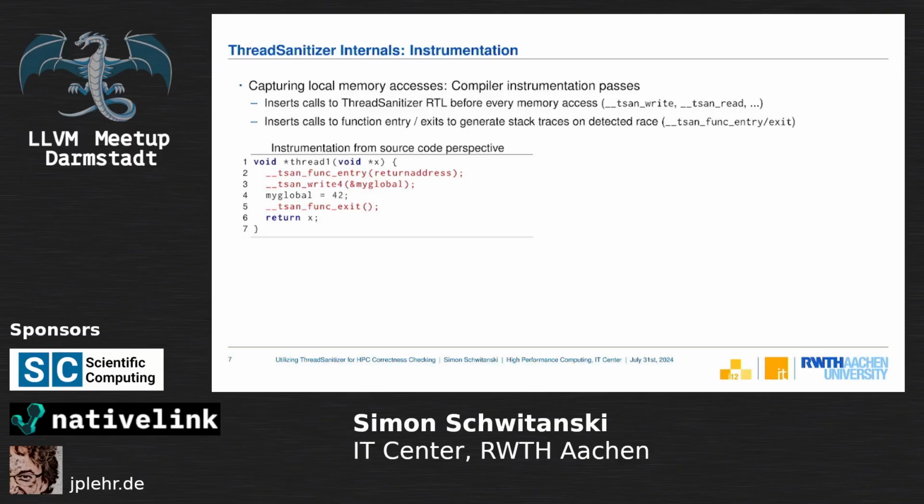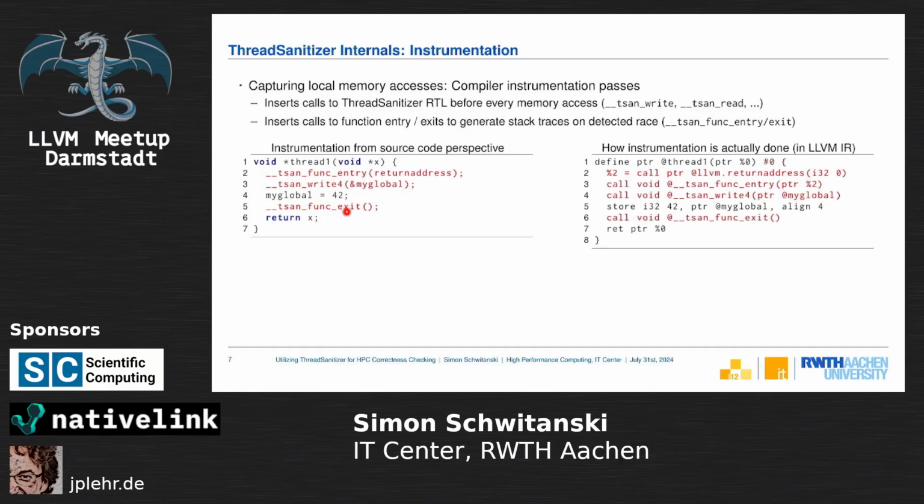So from a source code perspective, if you have this my_global access, the following happens. We first have tsan_func_entry and get the return address of this function. Then we call tsan_write4 because that's an integer, 4 bytes, and pass the address of my_global. And then when we leave the function, we call tsan_func_exit. And if the race is then detected, ThreadSanitizer has all the information it needs. For those of you that are familiar with LLVM, this is the instrumented code for that. It's basically semantically equivalent, just another syntax. But this is how it's actually done in LLVM.